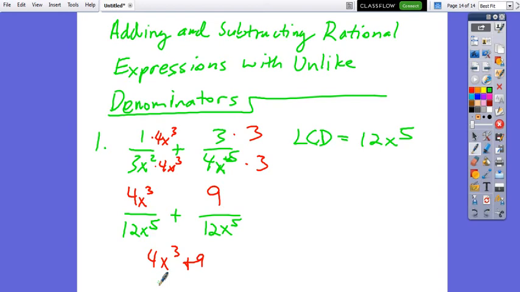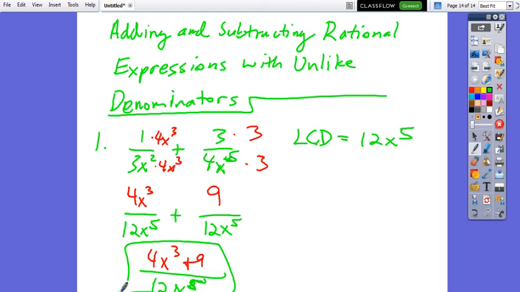On that one, you can't simplify 12 and 9. No, because that 9 is part of 4x cubed plus 9. These need to go together before you can simplify. Now, if the numerator could be factored, then we would try to factor it and then cancel common factors if there were common factors, but there are not. 4 and 9 don't have a GCF. There's not an x in both places. So this is it. This is as far as you can go.